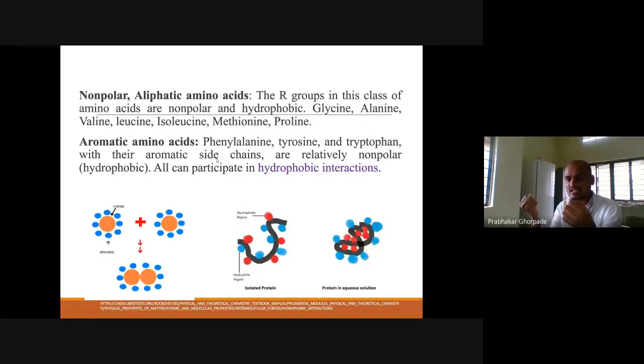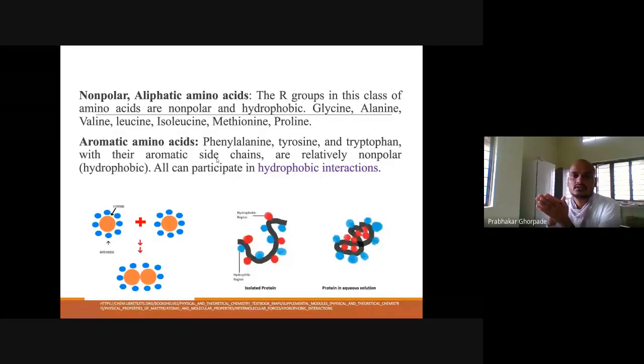This is one amino acid and this is the second amino acid, and both are in the water environment. Then they are hydrophobic. What does a hydrophobic amino acid tend to do? They will come together, and after coming together, they will try to avoid contact with the water. That is the concept of hydrophobicity.